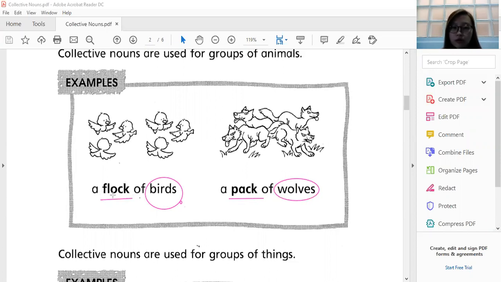A flock already tells you that this is a group. So we cannot say a flock of bird. Bird is wrong because bird is just one bird. We have to say a flock of birds, with the S to show that it is more than one bird. Then we also have a pack of wolves. Here we also need to change it to plural, to show that there's more than one.